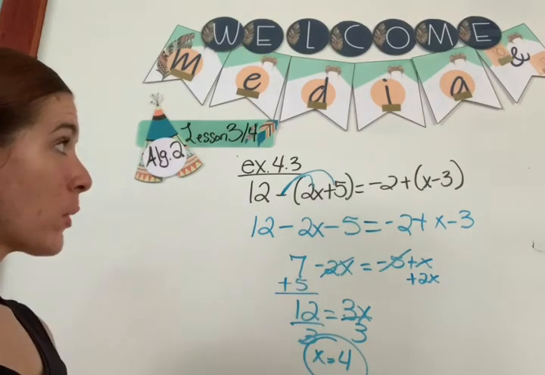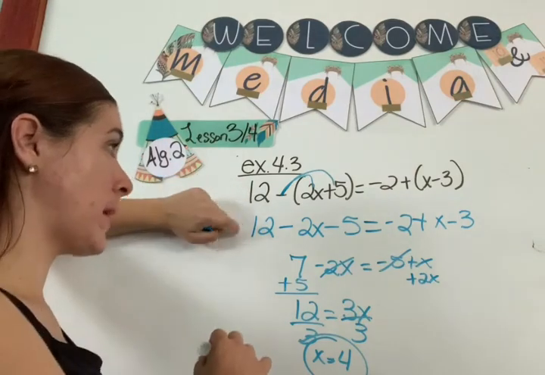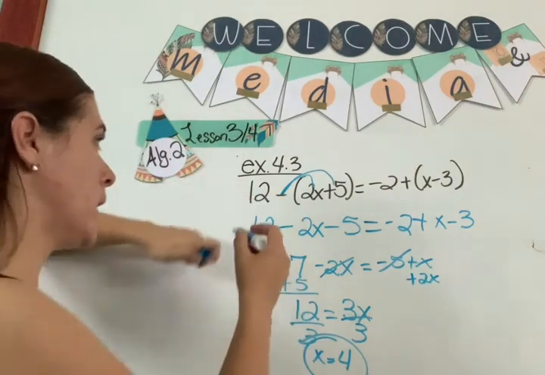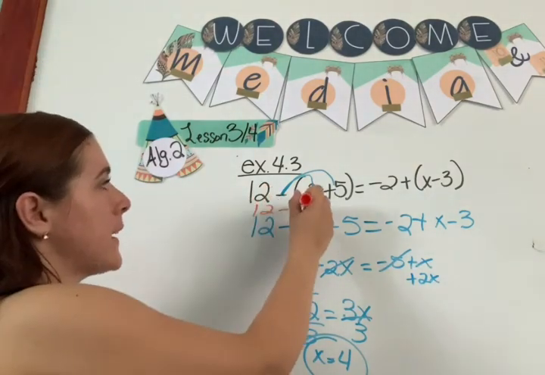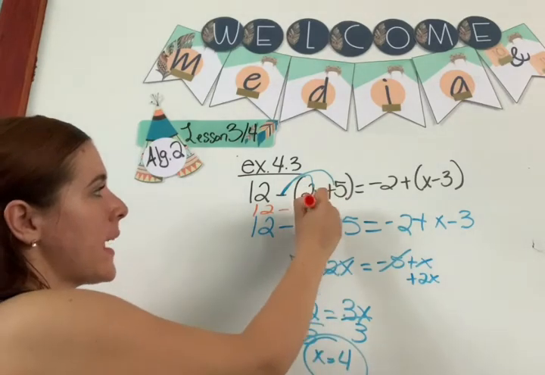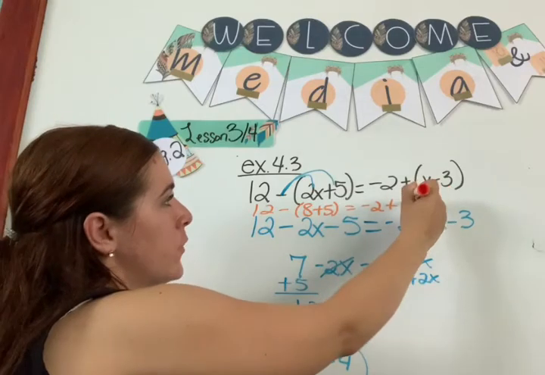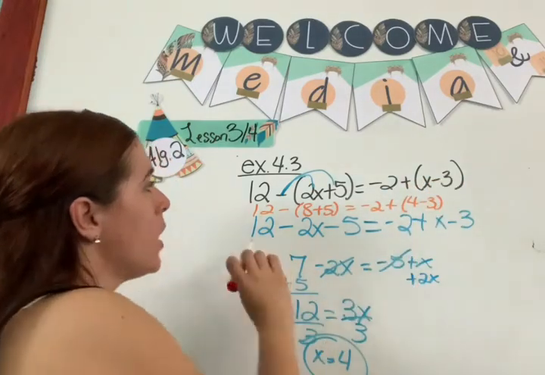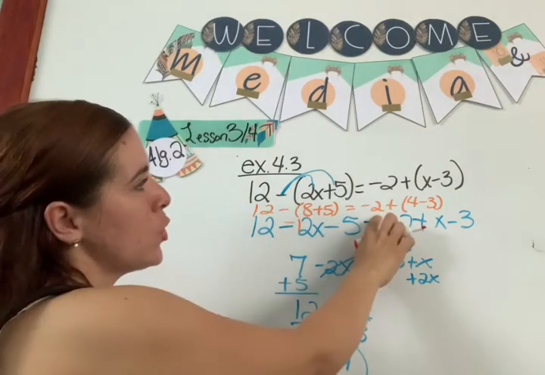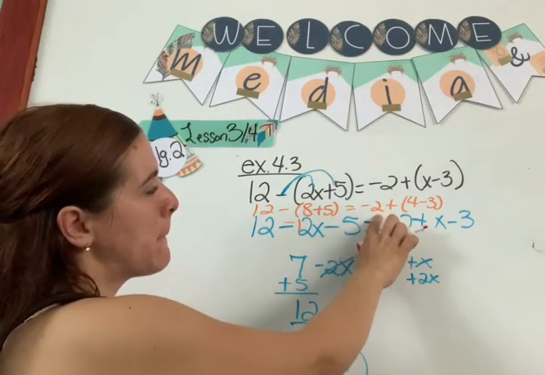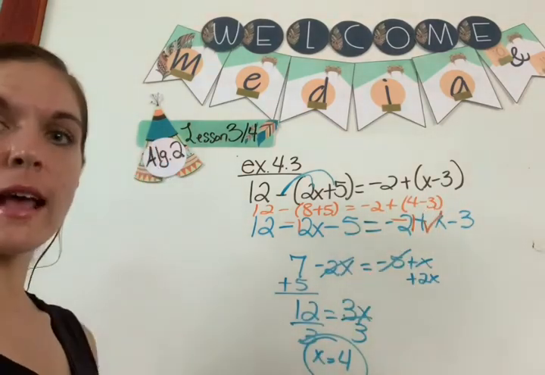Okay, how do we make sure that we're right? We'll put it in. Let's put it into this one because we might have made a mistake here. So here we go. Let me do another color so we can check it. 12 minus 4 times 2 is 8 plus 5 equals negative 2 plus 4 minus 3. Okay, so we have 12 minus 13, that's negative 1. Negative 2 plus 1 is negative 1. So yep, it checks out. Okay, there is our answer.